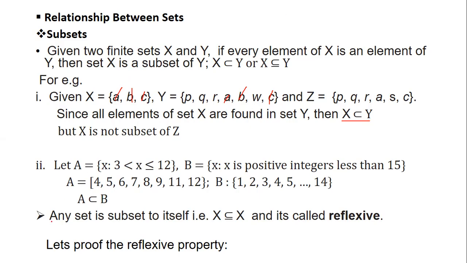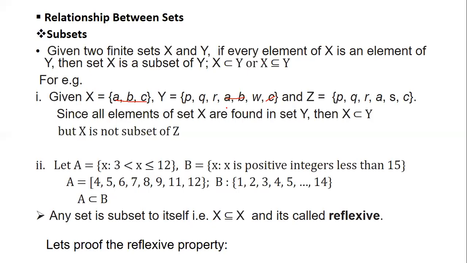Now, if you check the members of X, all of them are found in Y. But not every member of Y is found in X. So we can find X inside Y. X inside Y means when you go to Y, we have A, B, C, which is the same as X. So you say that Y contains X, which is the same as X is a subset of Y. And here Y becomes the superset of X. Is that okay? Yes, sir. Good.